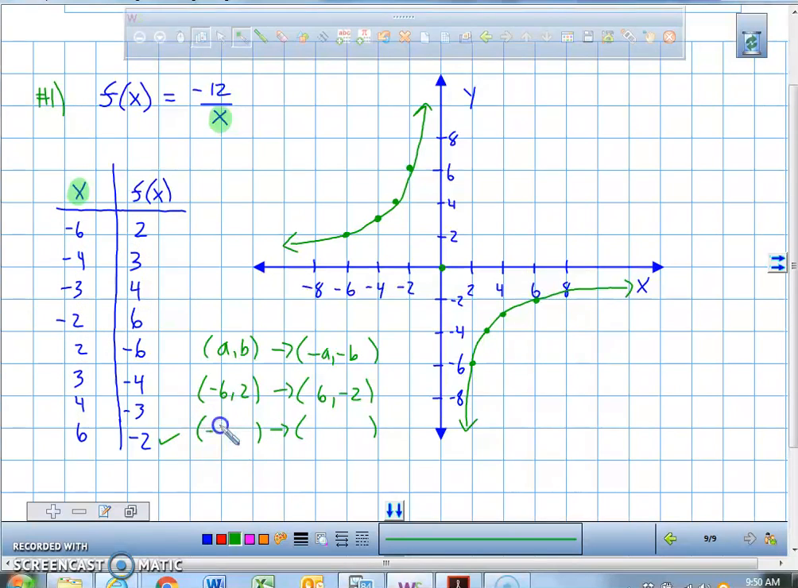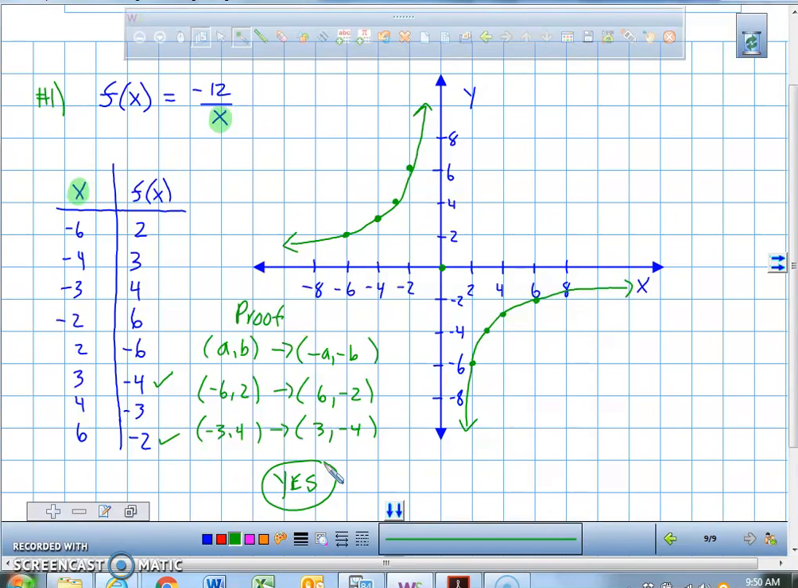Okay, let's do (-3, 4). And if it follows the rule, (-3, 4) should become what, Liz? What should it become? (-3, 4) should become positive 3, negative 4. Do we have a (3, -4)? Yes, we do. This right here, everybody, is what I want on your paper as proof that we have proof that this is symmetrical across the origin.